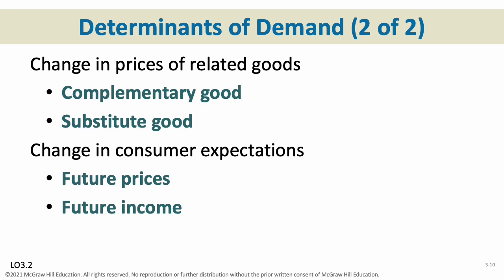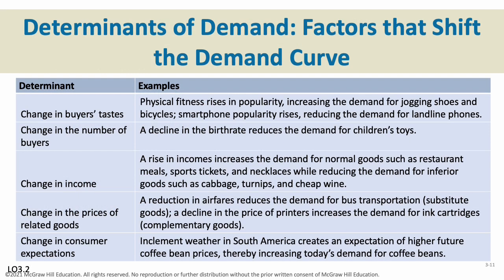And finally, income. If you know you're going to get a big raise at work, you're probably going to spend a lot more right now. Whereas if you know you're in danger of getting fired or your hours are going to get cut, you're probably going to spend a lot less right now. And those are all of the things that we looked at that can shift the demand curve.